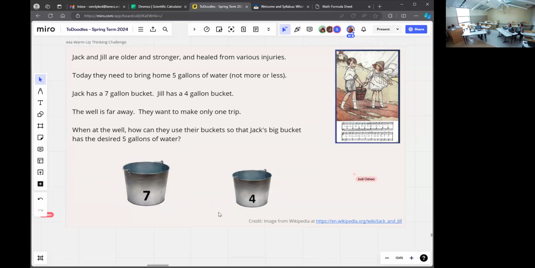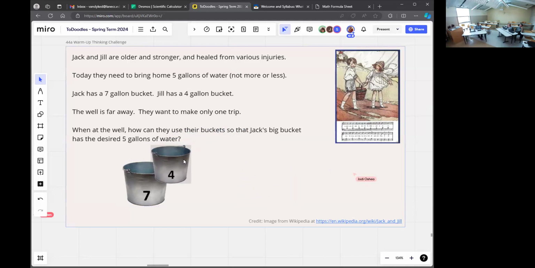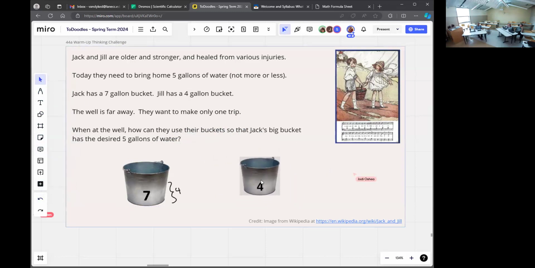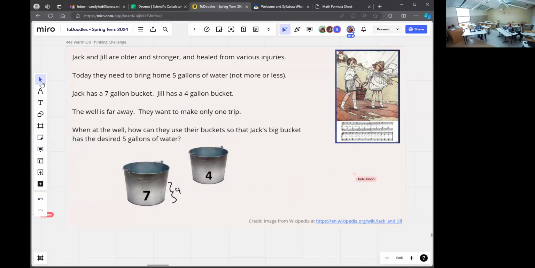Should I just tell you the answer, because it's your first time with this kind of one? Yeah, go ahead. Okay, so what they need to do is fill up the 4 gallon bucket and pour it into the 7. So now we have 4 gallons here. Then I fill up the 4 gallon bucket again and start pouring it in. That will make 3 of the gallons go into the 7-gallon bucket, and that means the 4-gallon bucket now has 1 left. You with me so far?